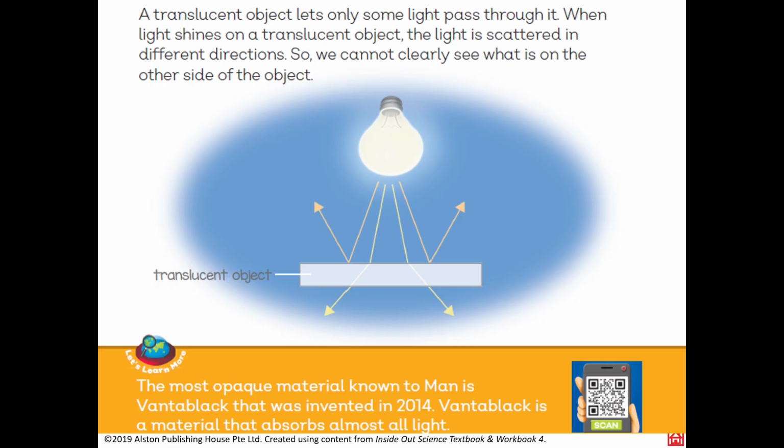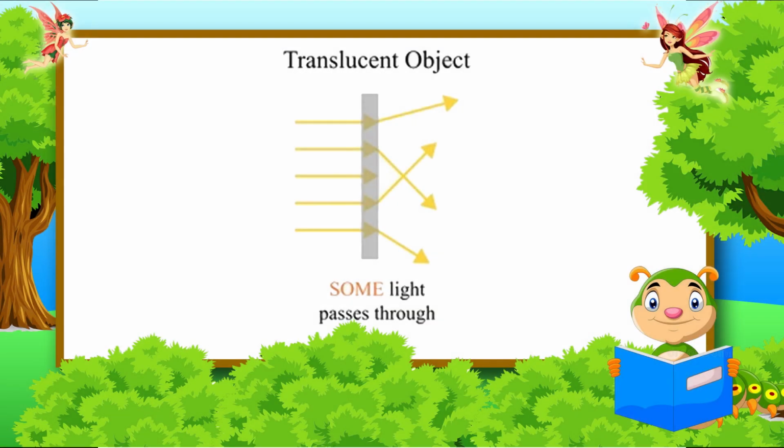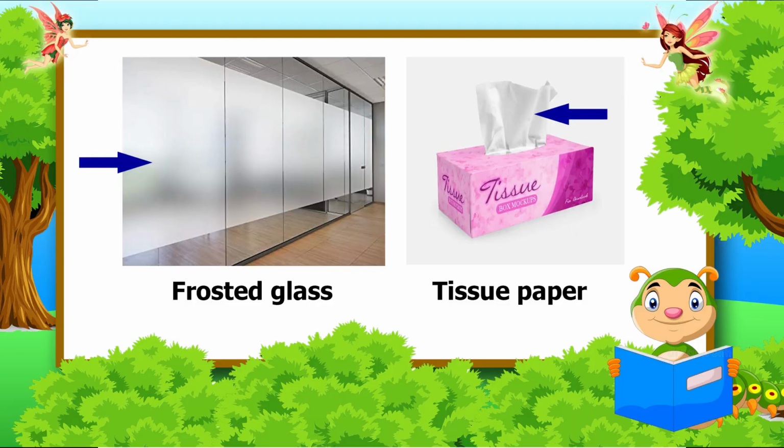The third one is a translucent object. It lets only some light pass through it. When light shines on a translucent object, the light is scattered in different directions, so we cannot clearly see what is on the other side of the object. Examples of a translucent object are frosted glass and tissue paper. They are objects that let only some light pass through.